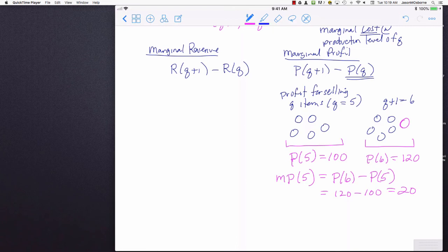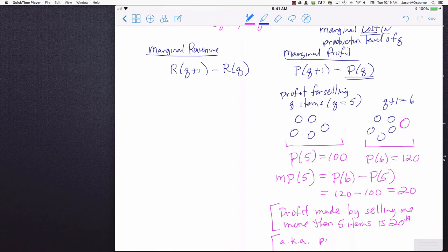Okay, which says that you can interpret this as the profit made by selling one more than 5 items is $20. Otherwise known as, aka, the profit made off the sixth item is $20. Okay.